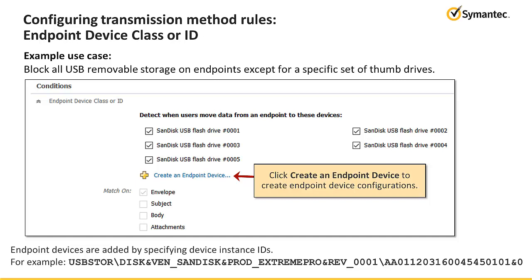To provide a practical example of how you might use an endpoint device class or ID condition in a policy, suppose you have a set of USB flash drives with serial numbers that range from 0001 to 0005. These are the only flash drives that should be allowed to access your company's endpoints. In this case, you could add the USB flash drive serial number metadata to a policy's exception so that the policy applies to all USB flash drives except for those with a serial number that falls into the 0001 through 0005 metadata range.